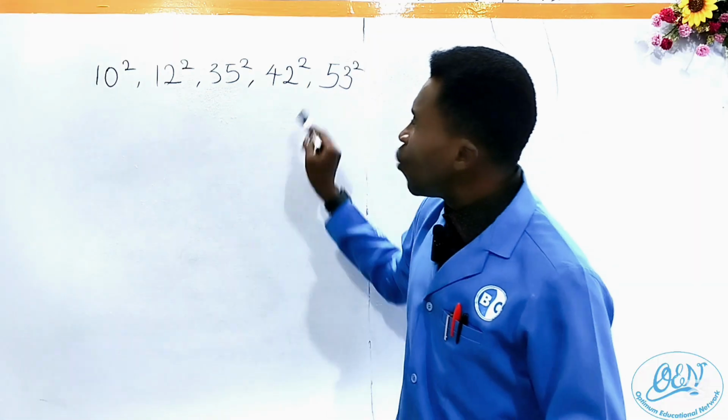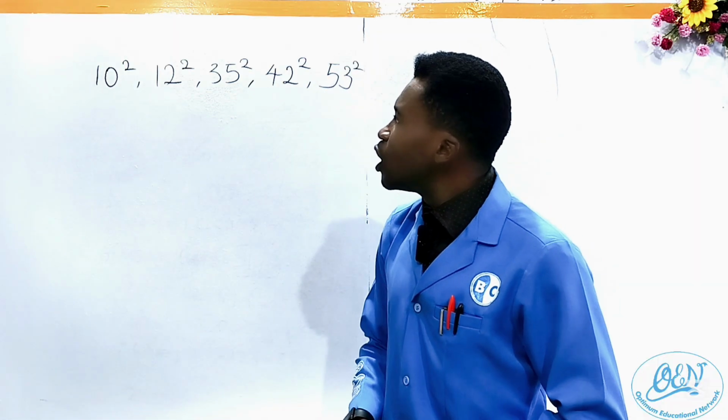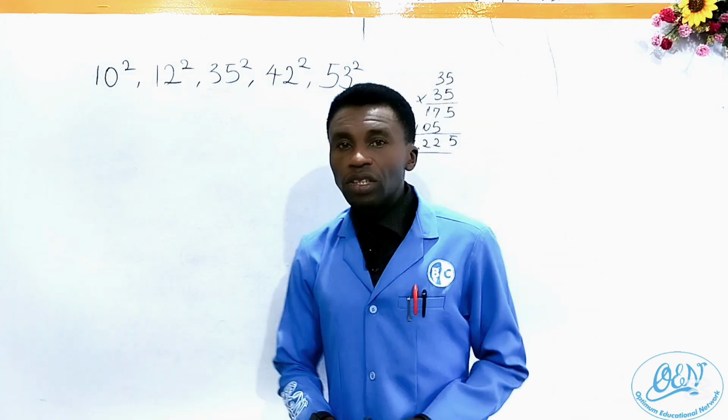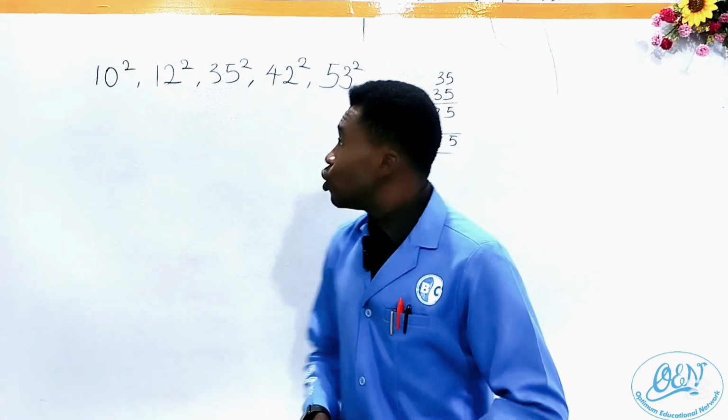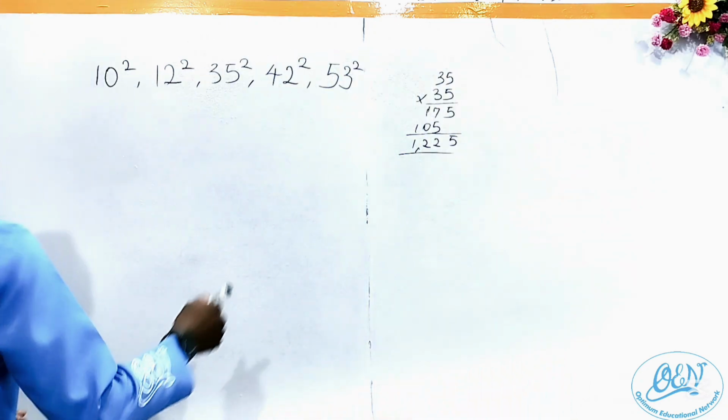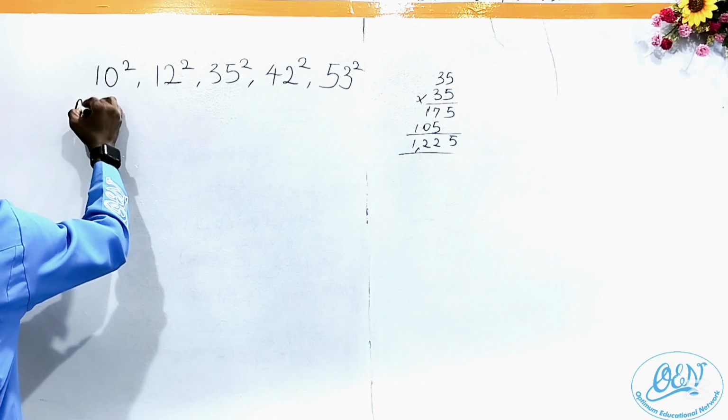Welcome again. So to find the square of any of these numbers, we assume that you already know the square of single digit numbers. So to find the square of 10, let's say method 1.